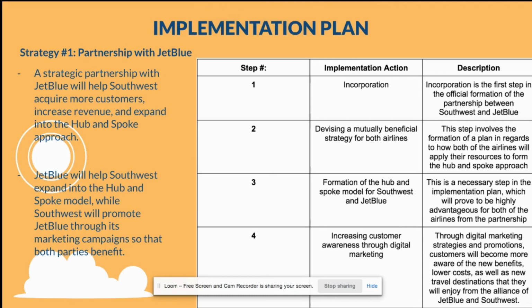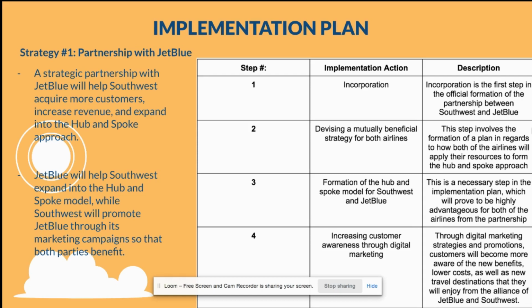Strategy number 1 is partnership with JetBlue. A strategic partnership with JetBlue will help Southwest acquire more customers, increase revenue, and expand into the hub and spoke approach. JetBlue will help Southwest expand into the hub and spoke model, while Southwest will promote JetBlue through its marketing campaign so that both parties benefit. Here's the step-by-step implementation plan.